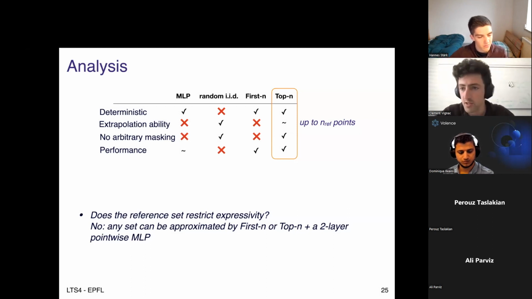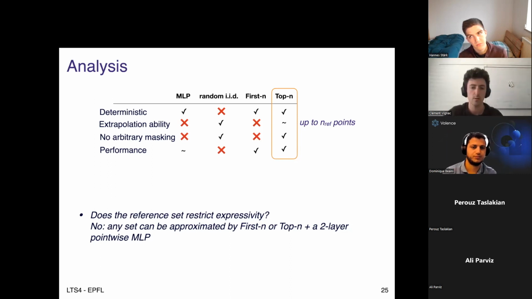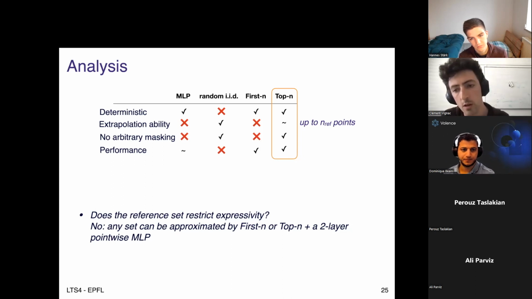We don't have the stochasticity issue of independent sampling with top n. Now, we can choose arbitrarily the size of the reference set. We cannot generate more points than this, so we have some extrapolation power, but not infinite. We have replaced this masking by a learnable procedure that can adapt to the data. And so we'll check performance in a minute.